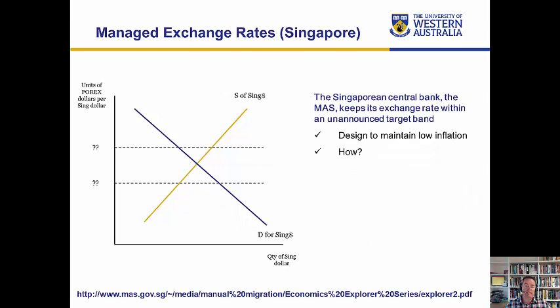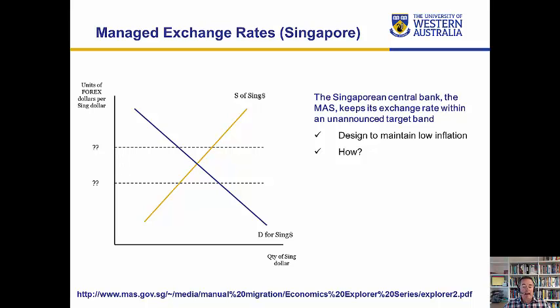With a managed exchange rate system, such as Singapore, Singapore has an upper and a lower bound. So the demand and supply curves are allowed to move around over time, but the exchange rate is not allowed to go below the lower bound or above the upper bound. Now, this is a managed exchange rate system, and the Singaporean central bank will actually intervene in the market and manipulate demand and supply to keep the exchange rate between the upper and lower bound.